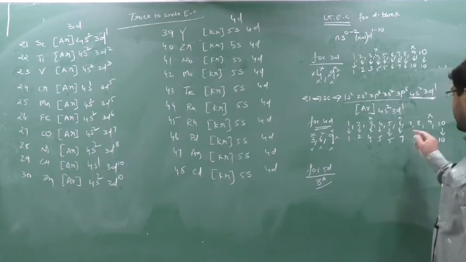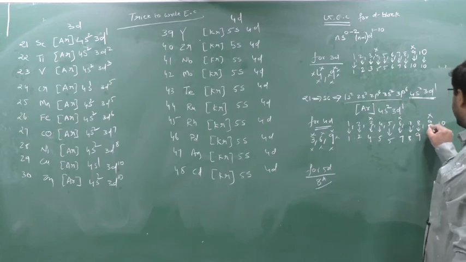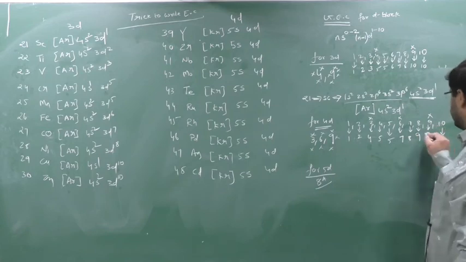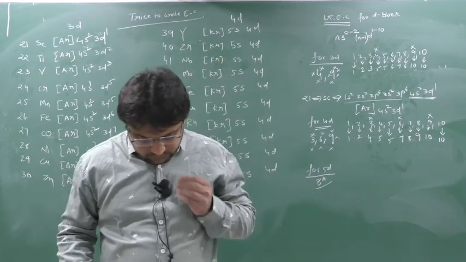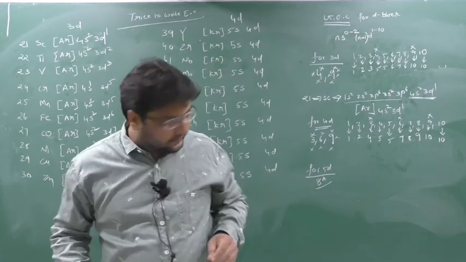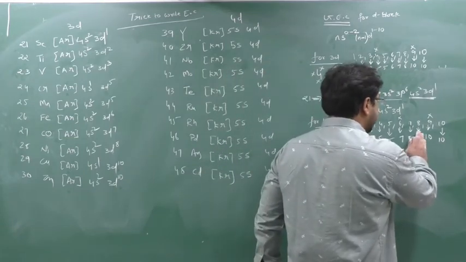Now 7 I have taken. After 7 what will come? 8. Yes or no? After 8 what will come? 9. Now 9 should not be taken. What should you take? 10. So you write down here 10. Sorry. See here 8 has now come. So 8. See.